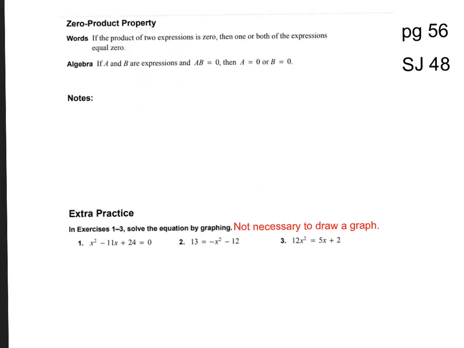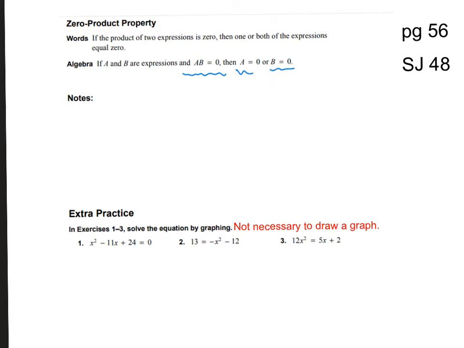The zero product property. It's very important that you remember what the zero product property is. Make sure that you understand that the zero product property is when you multiply two expressions, A and B, if A times B equals 0, then A equals 0 or B equals 0.